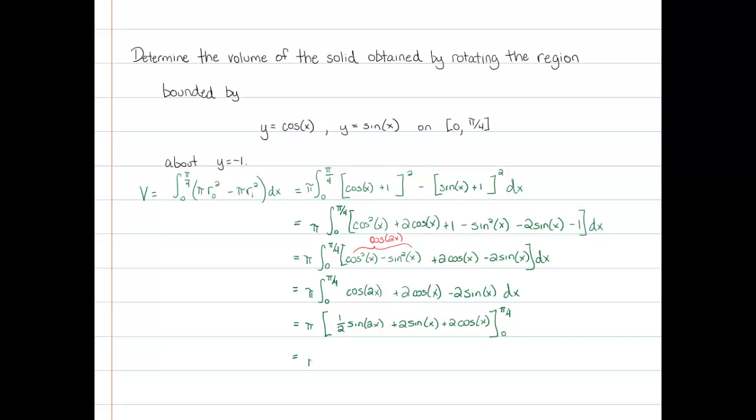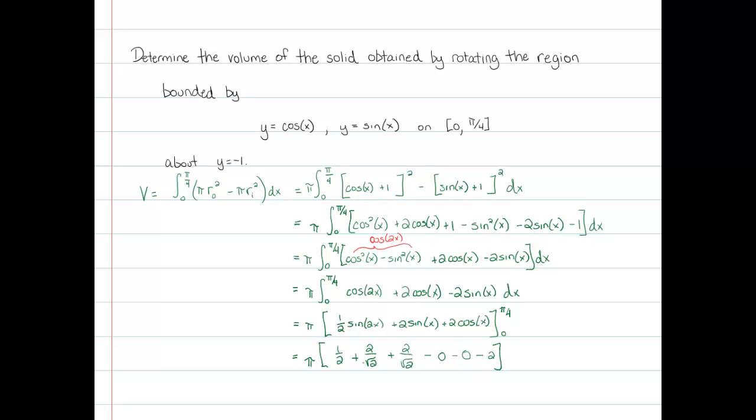So let's go ahead and plug in the pi over 4 here. 1/2 sine of 2 times pi over 4 is the same thing as sine of pi over 2, which is 1. Plus, plug in a pi over 4 to sine there, and you get 2 over root 2. Plus, plug in a pi over 4 to the cosine, and again, you get 2 over root 2. Now let's take care of our minuses. Minus, when I plug 0 into the sine, it's 0, so we don't care about that. Minus, again, when you plug 0 into the sine, it's 0, so I don't care about that either. Minus, when you plug 0 into the cosine, it's just a 1, so 1 times 2 is 2.